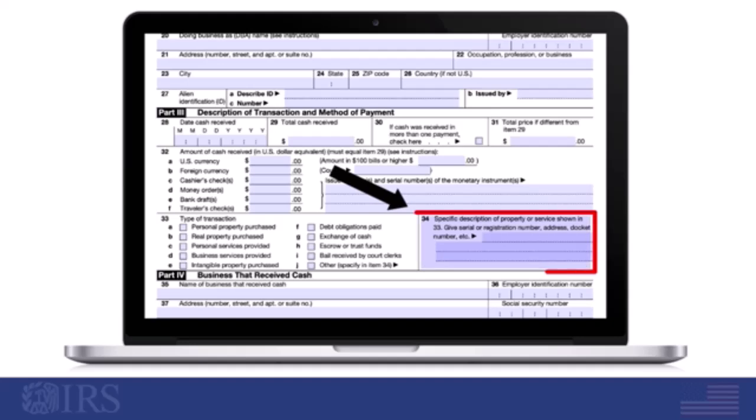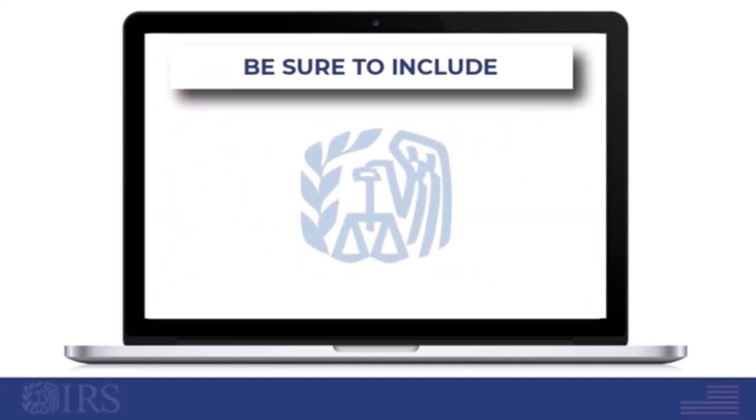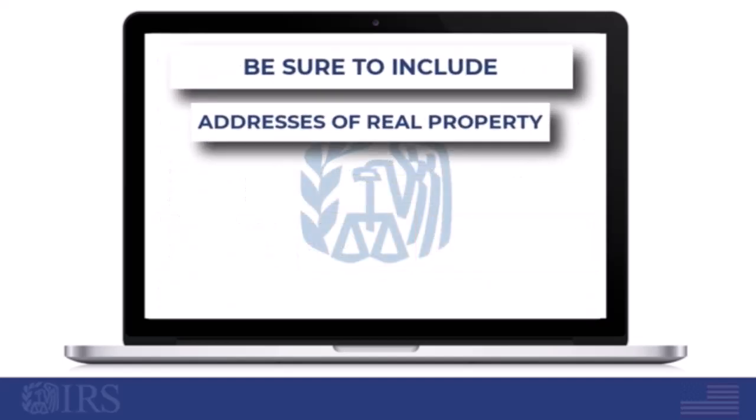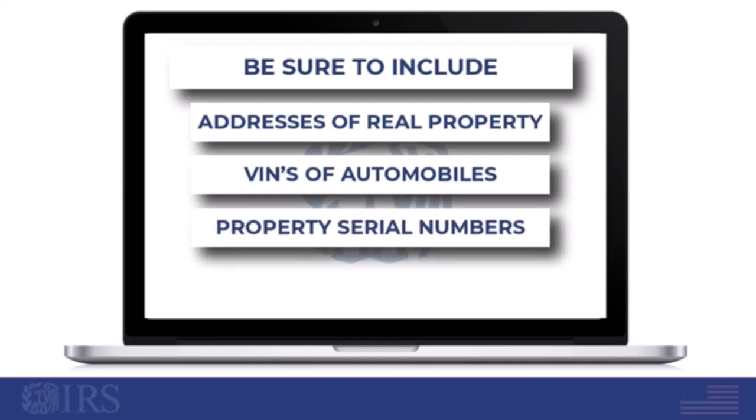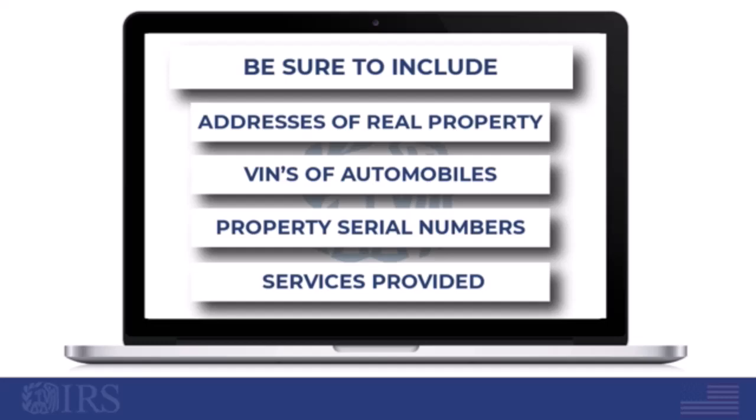Now, look at item 34. It asks for a specific description of property or service for the type of transaction reported in item 33. Here, you want to include descriptions such as the addresses of real property, the vehicle identification numbers of automobiles, serial numbers of personal property, and personal or business services provided.